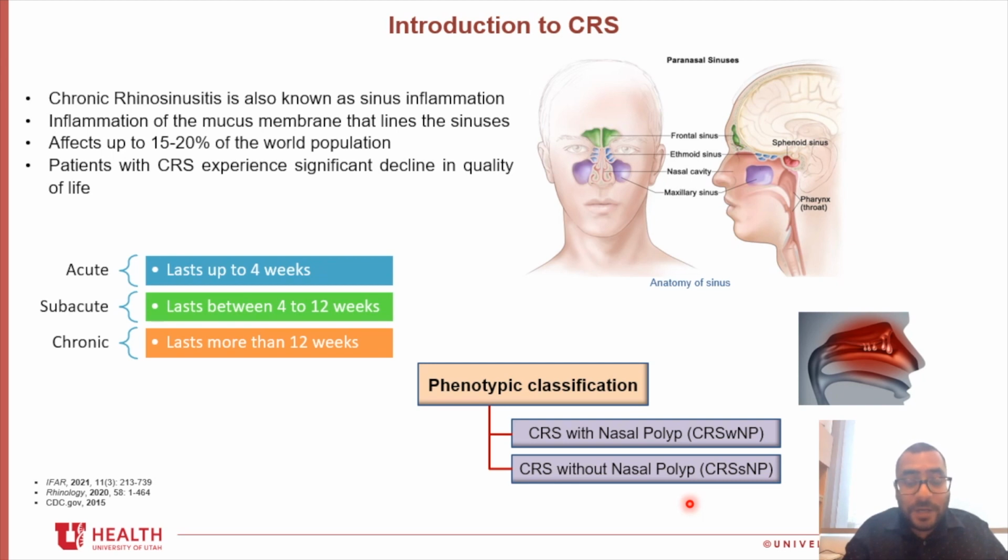CRS can be classified into 2 different phenotypes. One is CRS with nasal polyps and the other is CRS without nasal polyps. Nasal polyps are benign, teardrop-shaped tissue that is formed from the upper lining of the nasal cavity. Some of the patients have these nasal polyps, and that's why we classify them as CRS with nasal polyps. And some of these patients do not have these tissue-like structures, and we classify them as CRS without nasal polyps.